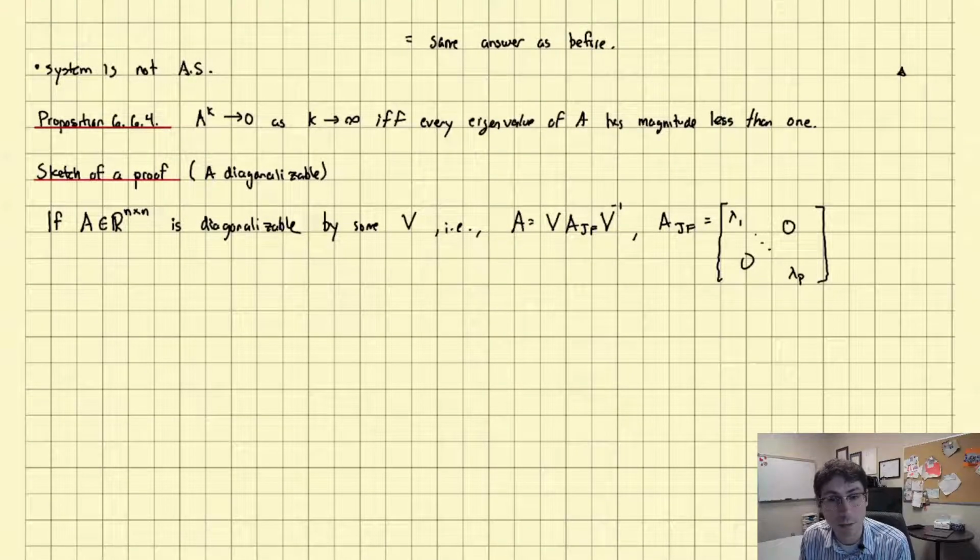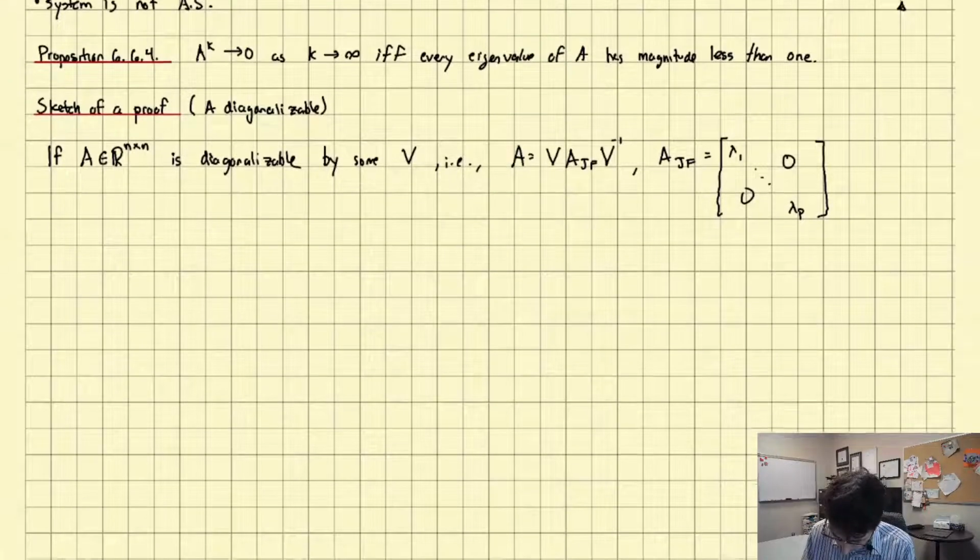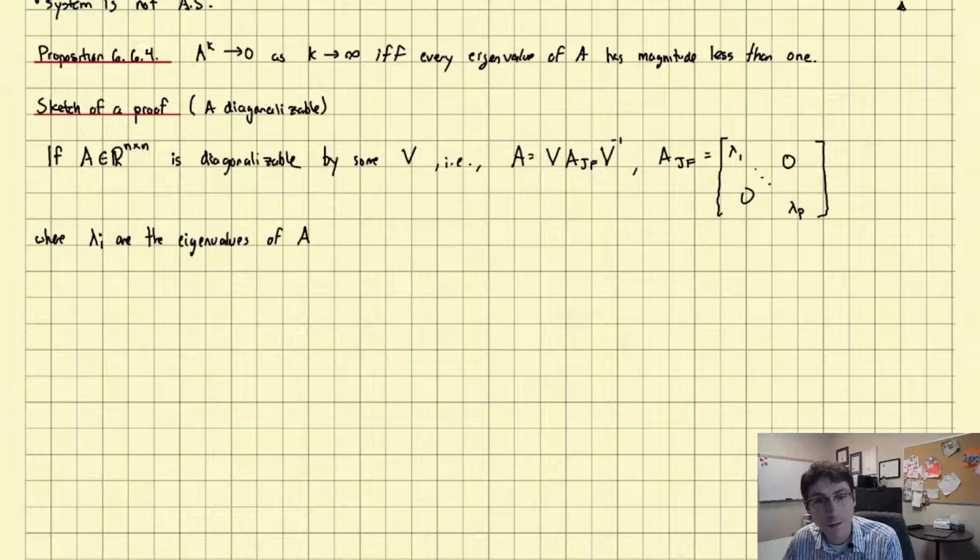Right? So exactly what we did above, where the lambda i's are the eigenvalues of A. Okay, so we're going to do the special case where it's diagonalizable. And let's see that this condition of the proposition comes out from this discussion.